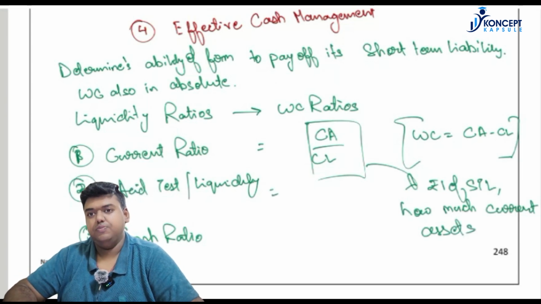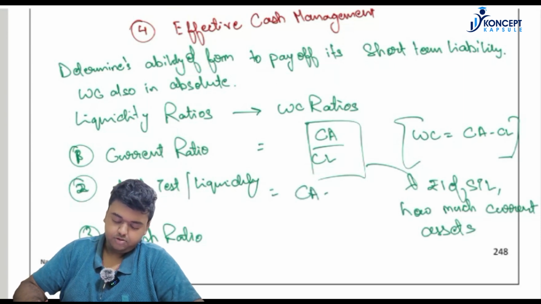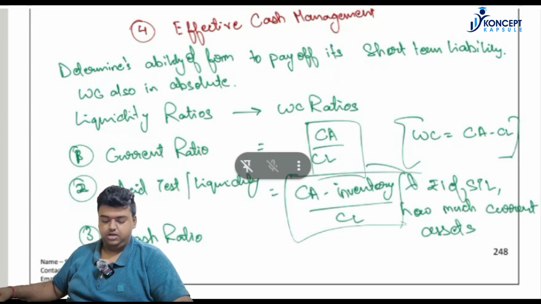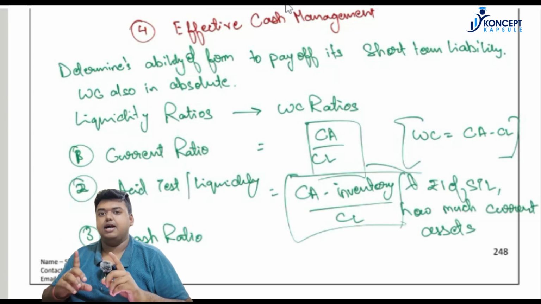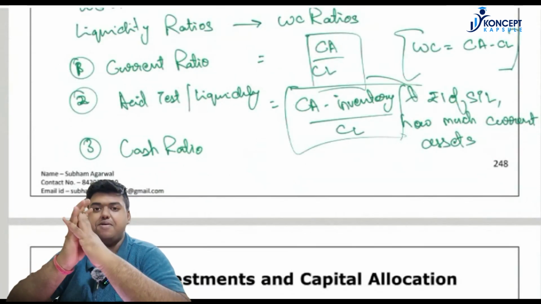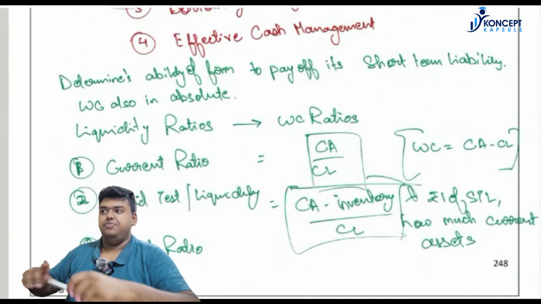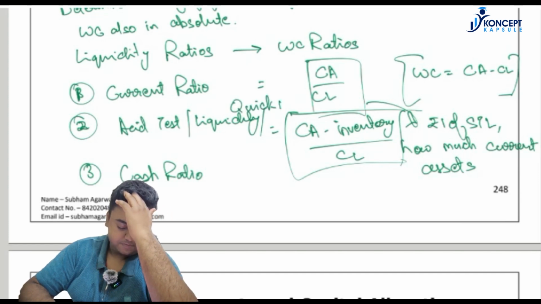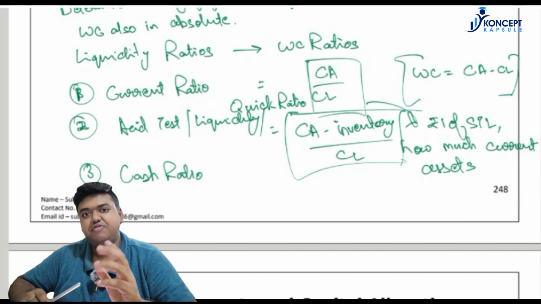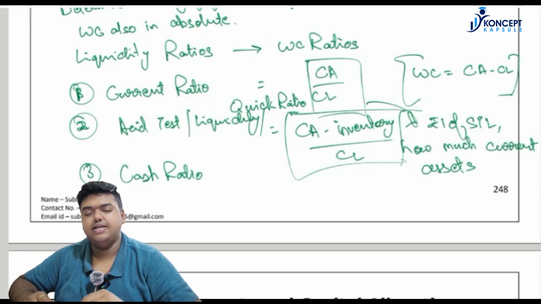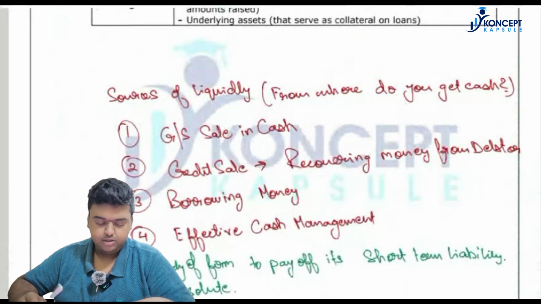In the acid test ratio, what do we do? We will remove inventory out of it. Now you guys need to think and tell me in the comments, why do you think in the acid test ratio, also known as the quick ratio, the inventory is removed? What is the thought process behind it? Guys, can you tell? See, let me tell you the thought process behind it.